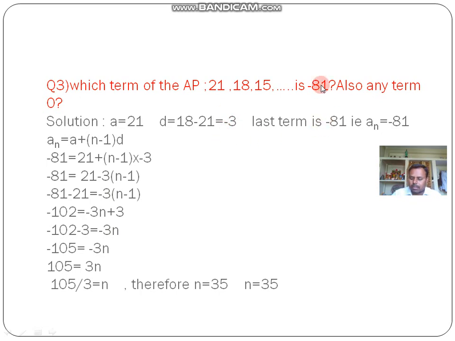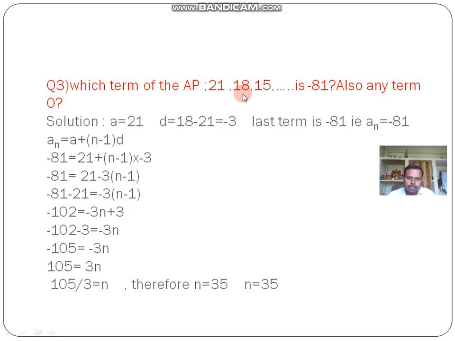And the last term is given. So the last term is -81. So an is equal to -81. Already we know that the general form of an AP is an is equal to a plus n minus 1 into d, which is the general form of an arithmetic progression. Here the last term given is -81. Substitute: a is nothing but 21, the first term, plus n minus 1, and d, the difference between the terms, is -3, because here we are subtracting 3.